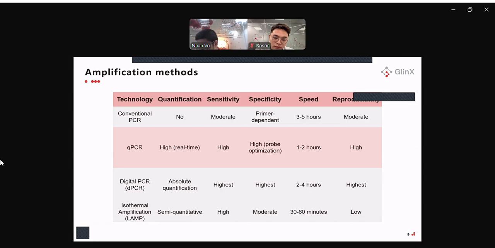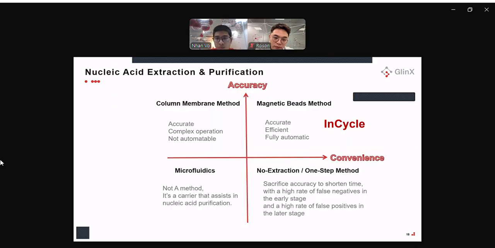Question again, I would also like to ask what kind of method the Encycle machine is using for the amplification. Yeah, real-time fluorescent quantification polymerase chain reaction, the RT-qPCR, which can also be called qPCR.